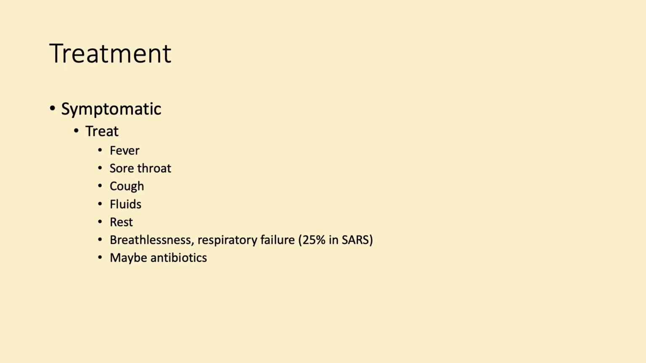Treatment is symptomatic. There is no vaccine, so one has to treat fever, sore throat, cough, and take plenty of fluids. Now remember, do not administer aspirin to children or teenagers. It's contraindicated. Take plenty of fluids because when you have fever and respiratory tract infection, you have increased insensible loss of water through the respiratory tree and through evaporative water loss from the skin.